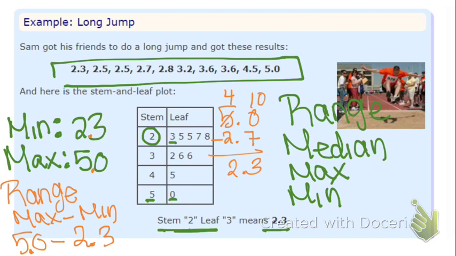2.7 for my range. Now, I figured out my range, I figured out my maximum, I figured out my minimum.